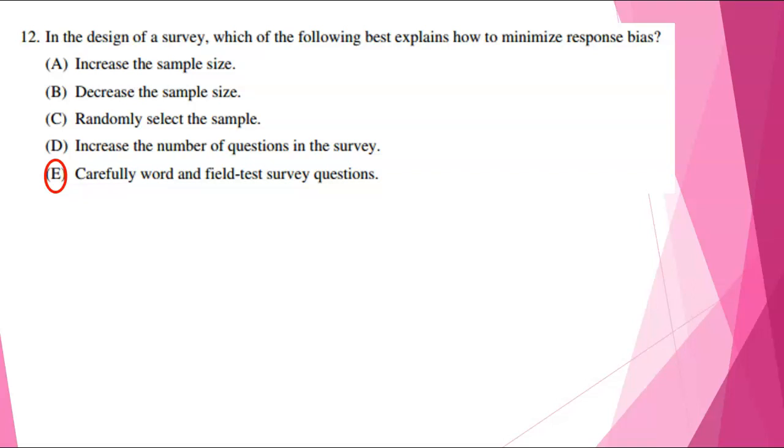Okay, randomly select the sample. That is a good technique that we want to use, but that's not necessarily going to minimize response bias. All right, response bias is when something in the survey design influences the response. So the best way to minimize it is carefully design your survey. All right, and so if we look, increase the number of questions in the survey, that's not going to do it either. What we want to do is we want to make sure that we carefully word and field test survey questions. All right, we're looking at the design of our survey in this one.